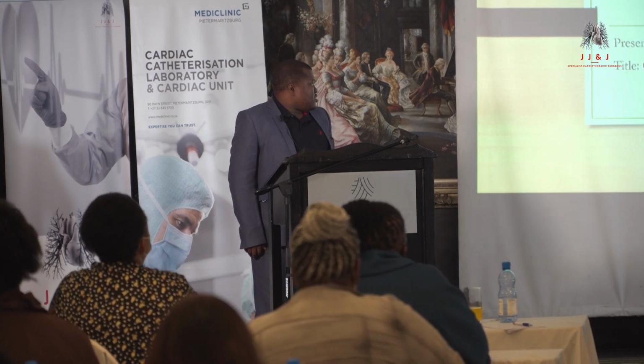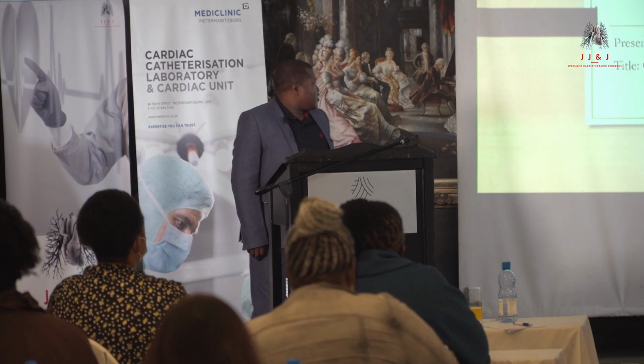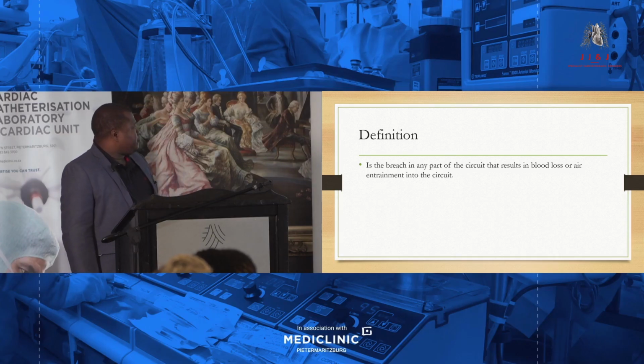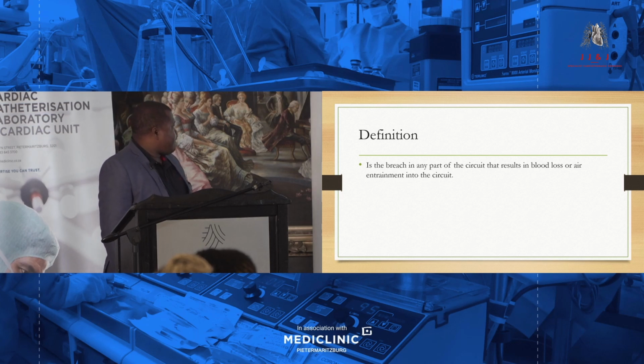My topic is on circuit rupture. Next slide. So, circuit rupture is any breach that occurs on the circuit that can result in blood loss or air entrainment. Next slide.